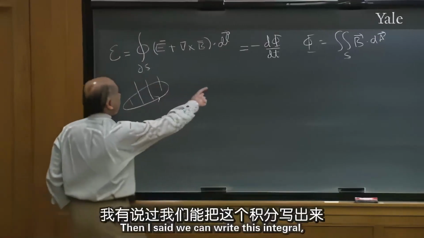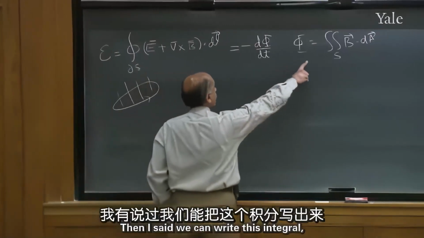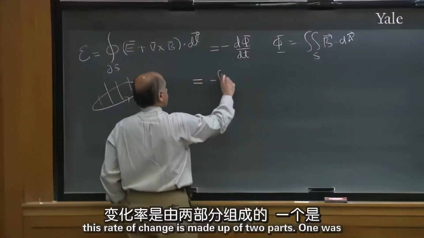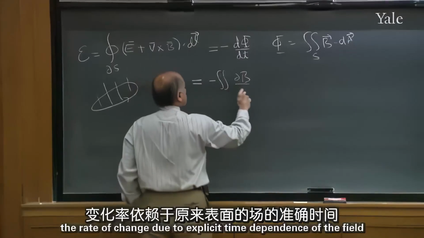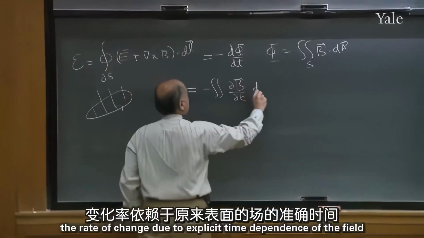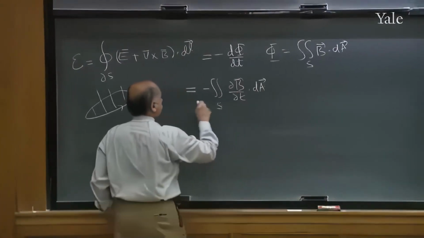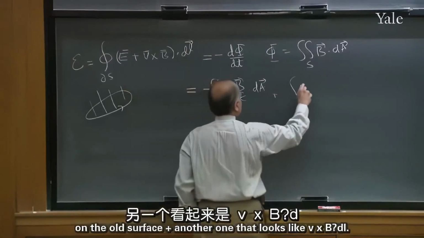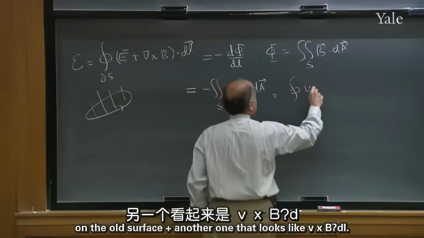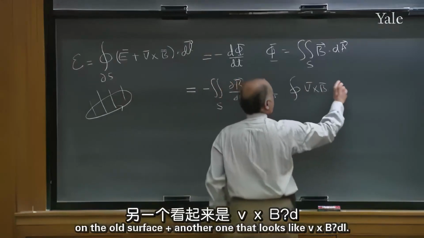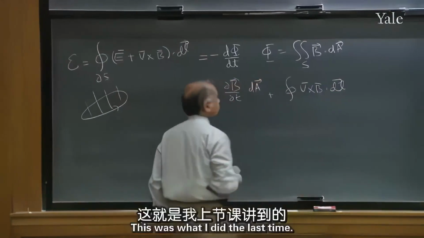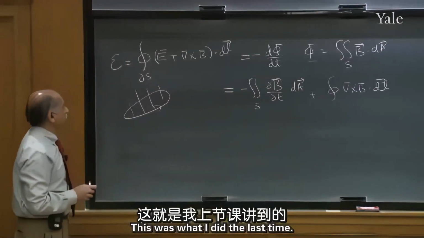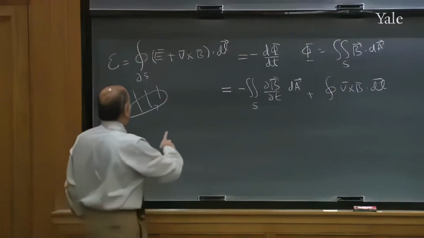Then I said, we can write this rate of change as made up of two parts. One was the rate of change due to explicit time dependence of the field on the old surface, plus another one that looks like V cross B dot dl. This was what I did last time. And we got that result.